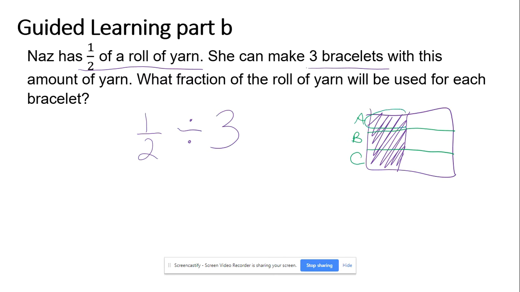So I can see for bracelet A that Naz is going to be using one portion out of 1, 2, 3, 4, 5, 6 parts to make up the entire roll of yarn. So here, Naz is going to be using 1/6 of the entire roll of yarn to make each bracelet.